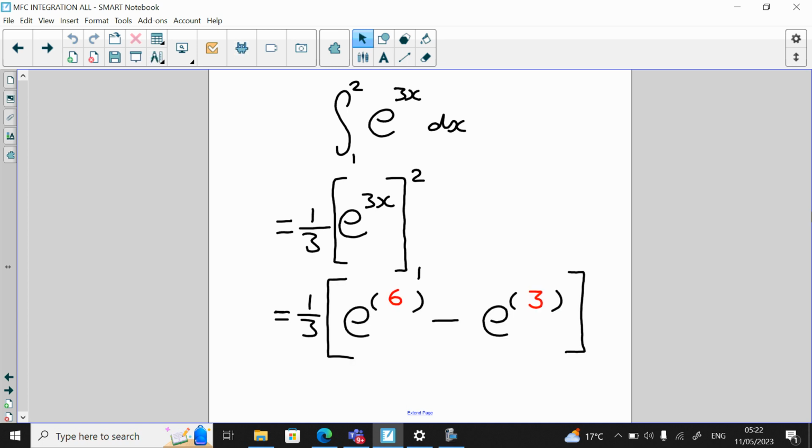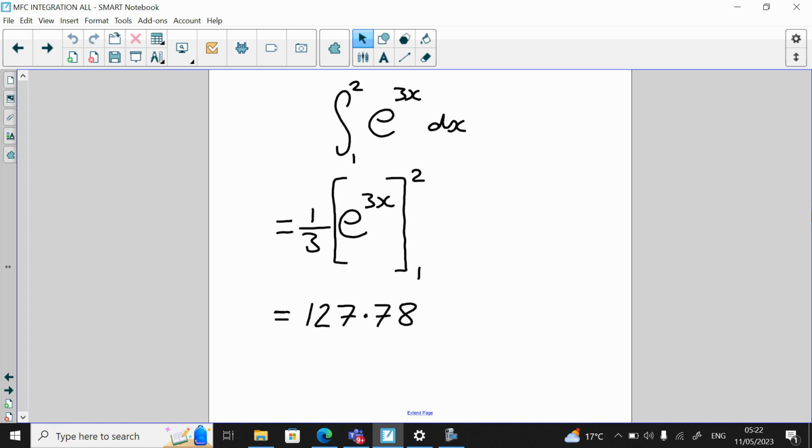Okay, so just take your time. You could work out the contents of the bracket, e to the 6 take away e to the 3, get an answer, then divide by 3 or multiply by a third. It's the same. You're going to have something like that there. That's our final answer there.